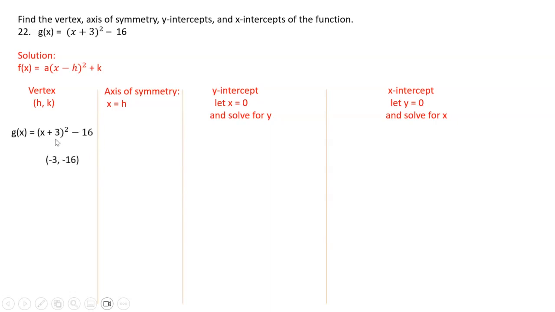So my vertex is going to be (-3, -16). That's my vertex. If you notice, because where you have x minus h, if it's minus 8, then it's going to be positive h here. And for the k, it's going to be how it is. So in this case, if it's positive here, it's going to be negative here for the x part of the vertex. So we have -3 and -16. The axis of symmetry will be x equals -3.